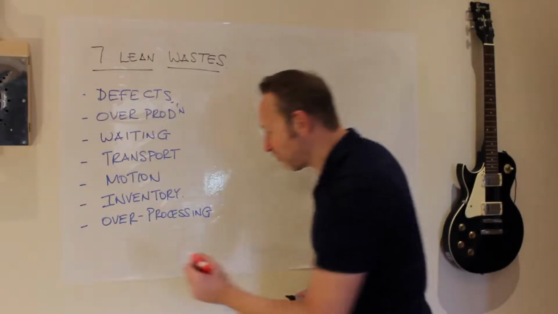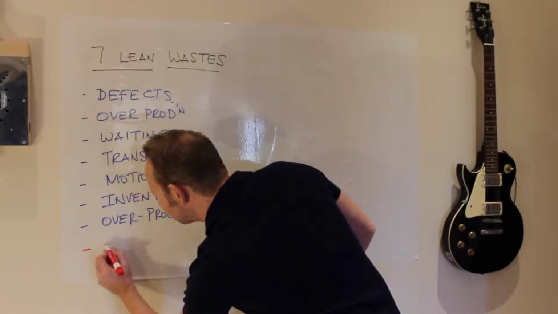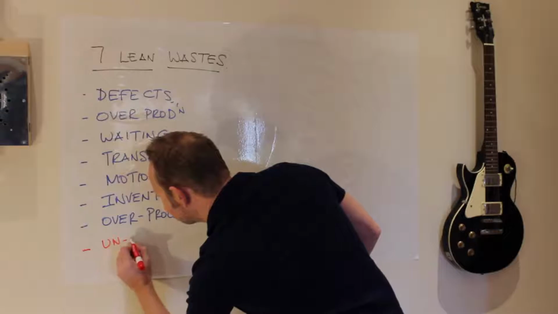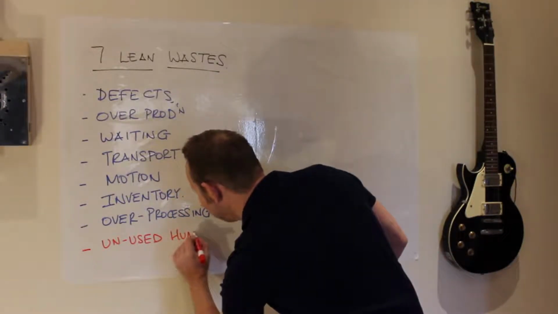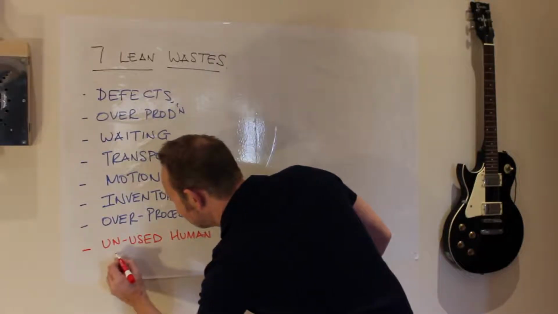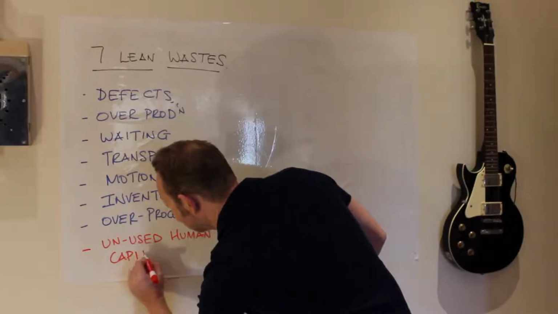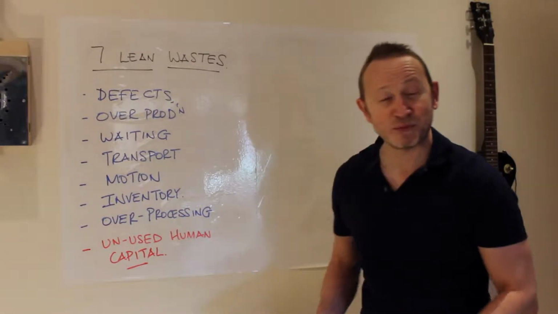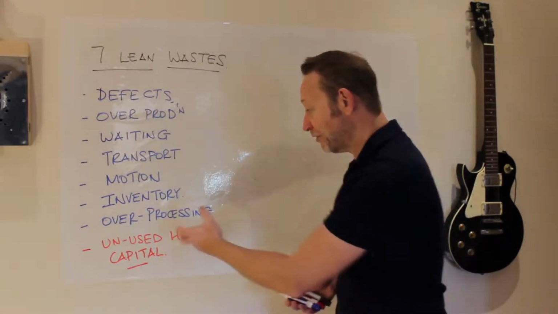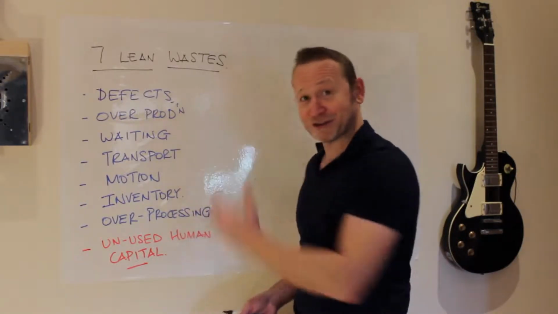Now let's put the 8th one on the bottom. The 8th one is unused human capital. Okay, so we'll pop that on the bottom. In other words, you're not using your people, you're not using your people's brains. By the way, that is a waste, but it's not one of these 7.